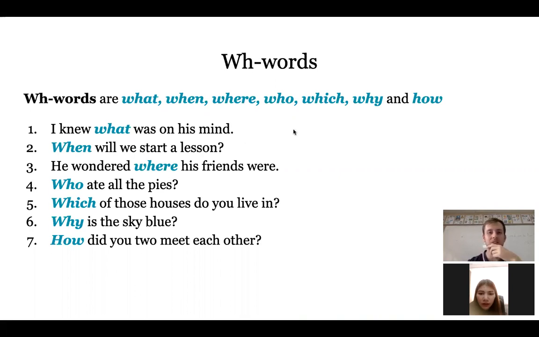All right, so this is a bit challenging, but I hope you understand. Again, what is not only for questions. You can use it for statements as well. In fact, any of these words can be used both in questions and in statements. There are many ways to use them. These words are very flexible. They can be used anywhere you want to use them.